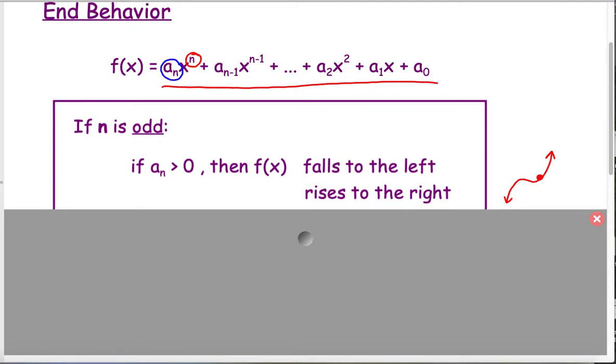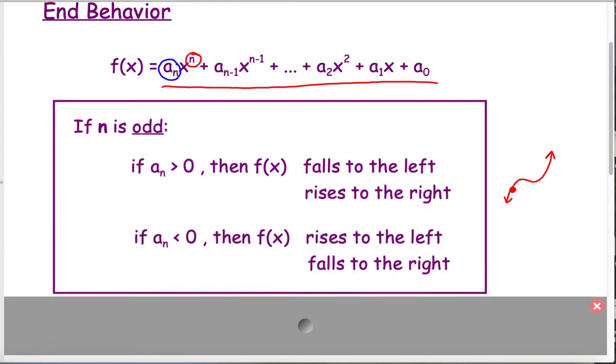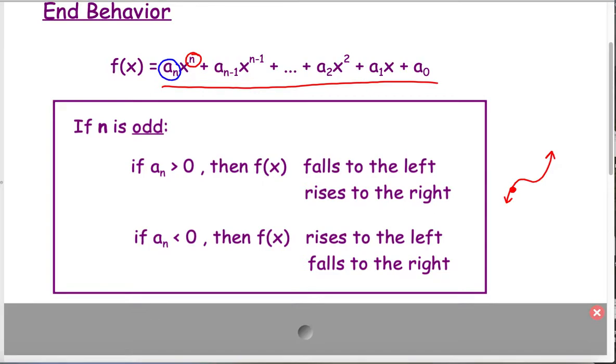I know inside here it's rising, and then it's falling, and then it's rising again. But just looking as we keep going, as x gets really, really big, where is it going? It's going up. And as x gets really, really small, negative 100, negative 1,000, where is it going? It's going down. Now, on the other hand, if that leading coefficient, this a sub n, is less than 0, if it's negative, then the opposite is going to happen.